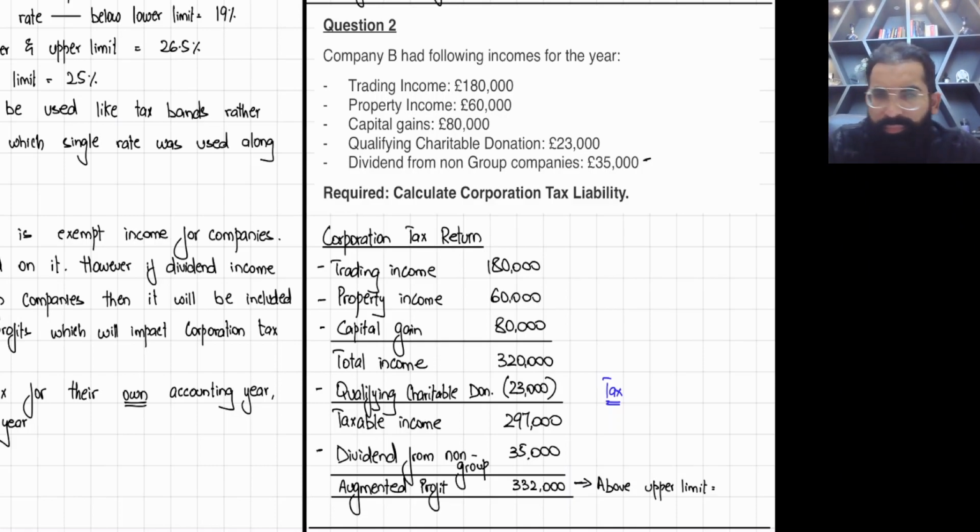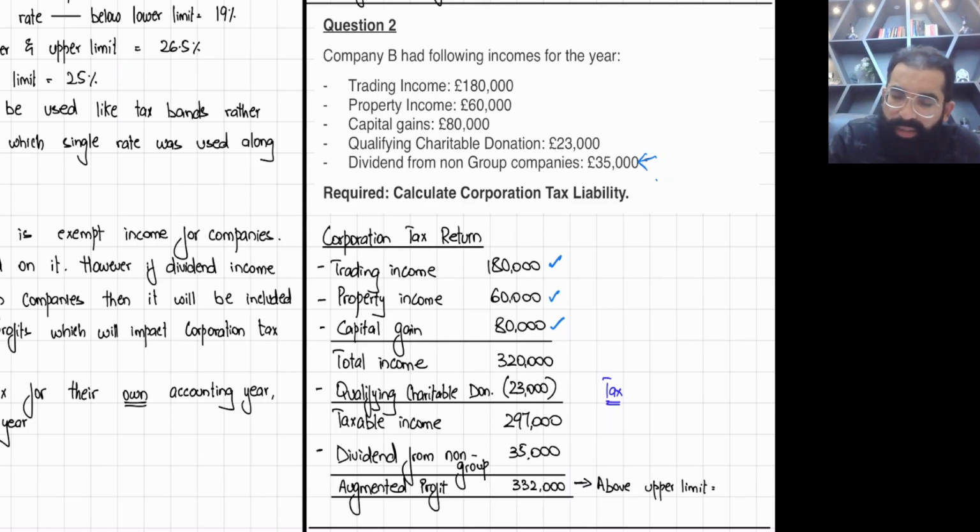Again, you have trading income. Let's make the tax return format single column. Trading income is 180, property income is 60, capital gain is 80. And one thing you notice, in companies there is only a single tax rate on all income. Unlike individuals, where non-saving, interest income, dividend income and capital gains have different tax rates, no such stuff here. All income has one tax rate. So trading income, property income and gains give you total income. From total income you deduct qualifying charitable donations, you get taxable income, and then you add dividends from non-group companies, this number, to get the augmented profit.